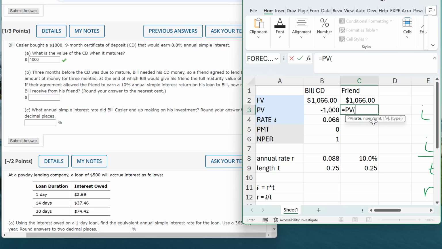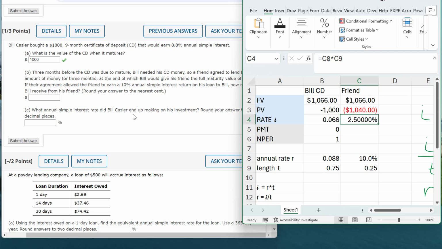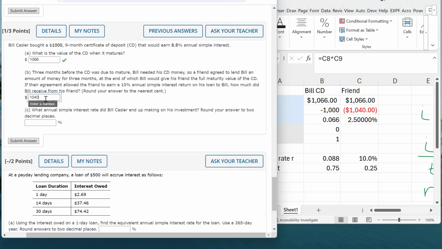Let's move this. They want the rate first. Number of periods is 1. Payment is 0. Future value, 1066. Ignore the type. Put in a 0 for end of the period, either way. The friend should pay Bill $1,040.